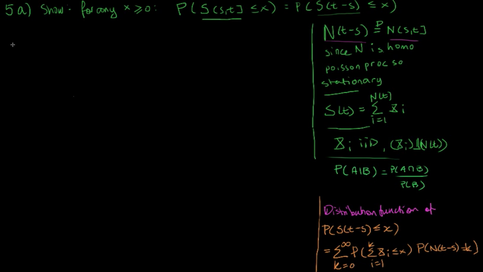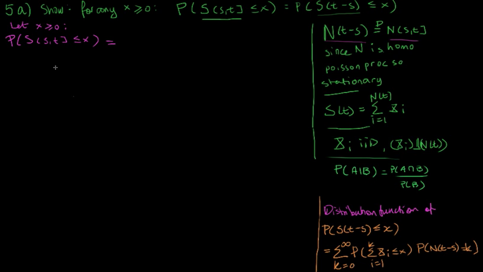So let's just try and see if we can hit that mark. What we want to do here is look at the probability that the total claim amount is smaller than or equal to x. So let x, for you math Nazis out there, be greater than or equal to 0. Okay, there. And let's show that this is smaller than or equal to x.